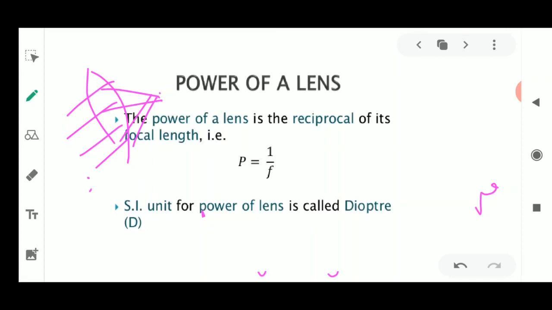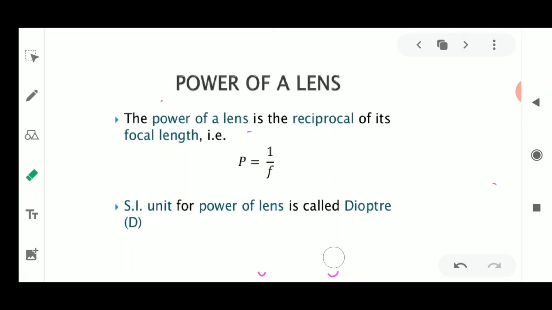So the power is inversely proportional to the focal length. If the focal length is less, the power will be more. If the power is less, then the focal length will be more. It has an inverse relationship with the focal length. A convex lens has positive power and a concave lens has negative power, because the positive and negative sign tells you which type of lens we are using. Now, as it is a measurement of something, it will have an SI unit.